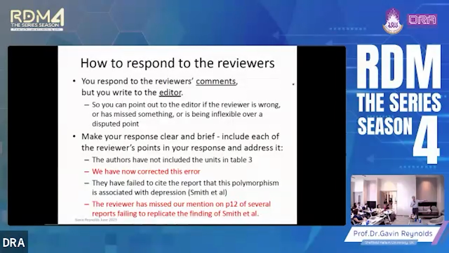Here, they have failed to cite the reports that this polymorphism is associated with depression. So now we know who one of the reviewers is likely to be. It's probably Smith, as Smith wants his paper to be cited. But you answer this: the reviewer has missed our mention on page 12 that several reports have failed to replicate Smith's work. So Smith isn't going to be very happy with that, but it's the editor that makes the decision.